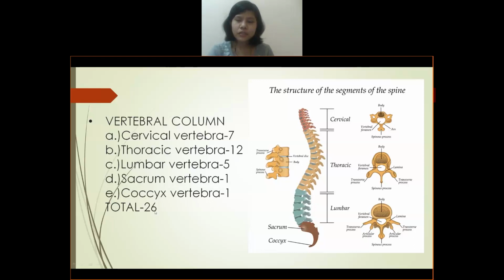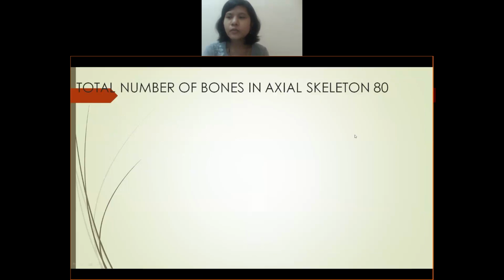Next is sacrum. Sacrum vertebra, how many do you have? One. And next, coccyx. Coccyx, one. Are you clear, everyone? So, total how many do you have? 7 plus 12 plus 5 plus 1 plus 1 is equal to 26. So you have 26 vertebrae in the vertebral column.